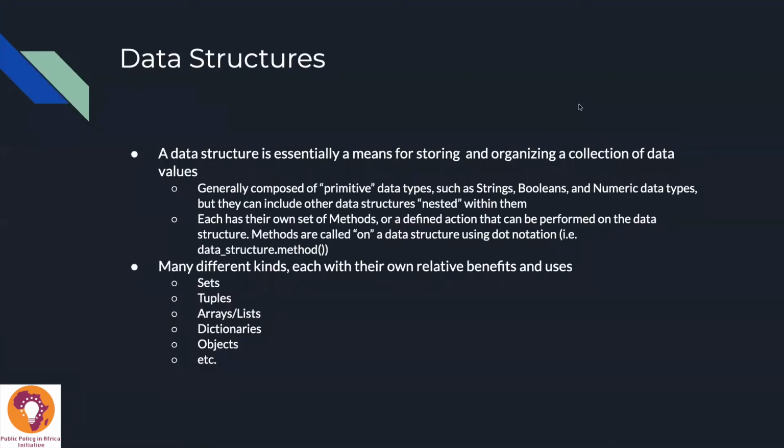So just to review what a data structure is: essentially a means for storing and organizing a collection of data values. It's generally composed of primitive data types. Remember that our primitive data types are what we learned about in week 2 of the class, and these are strings, booleans, and numeric data types, but they can also include other data structures nested within them.